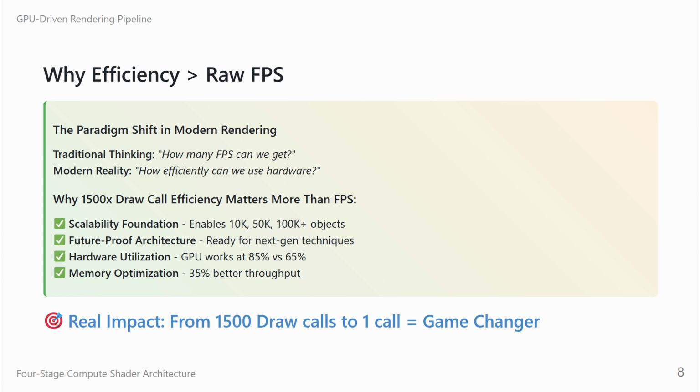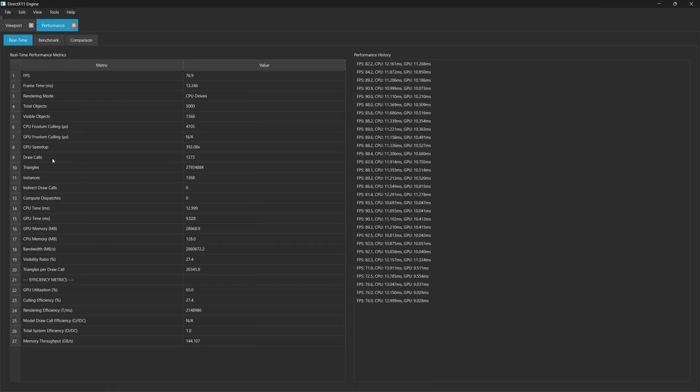Let me show you the performance metrics. This performance monitoring system tracks 26 real-time metrics. Let me highlight the key efficiency improvements. Model rendering efficiency: CPU requires one individual draw call for one visible object, while GPU uses one indirect call for all the visible objects. That's a lot better efficiency.